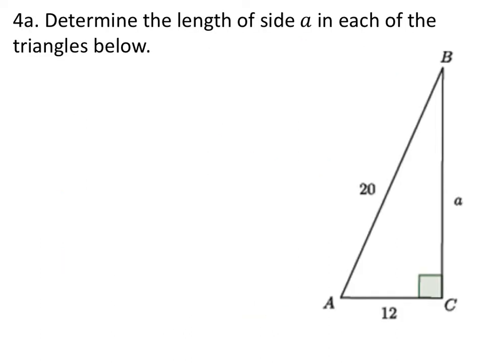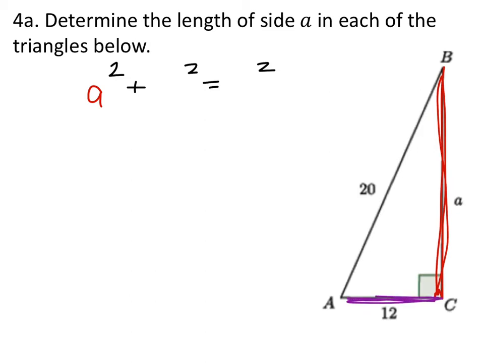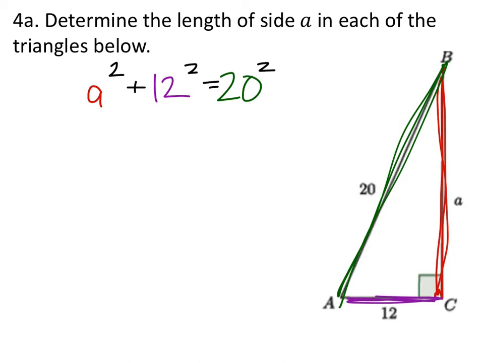For A, determine the length of side A in each of the triangles below. Alright, we'll use the Pythagorean theorem on this one. So I'm going to take one of the legs squared and add the other leg squared, and that will give me the hypotenuse squared. So just identifying these, I have this side length A, which is a leg, because it makes up that right angle. And I've got this side length 12, which is also a leg, because it makes up that right angle. And that should equal the hypotenuse, which in this case is 20, because it's opposite to that 90-degree angle, and that sets up the Pythagorean theorem.